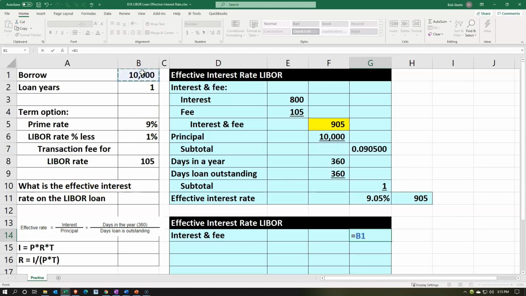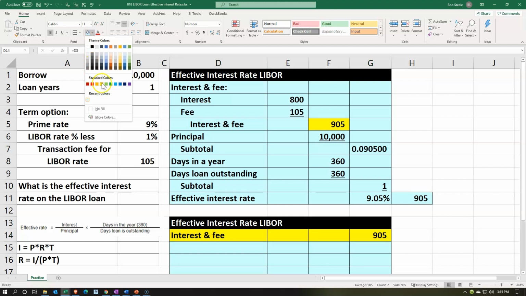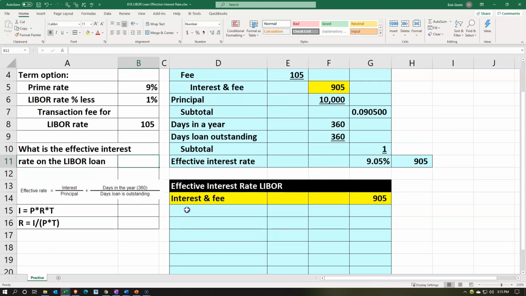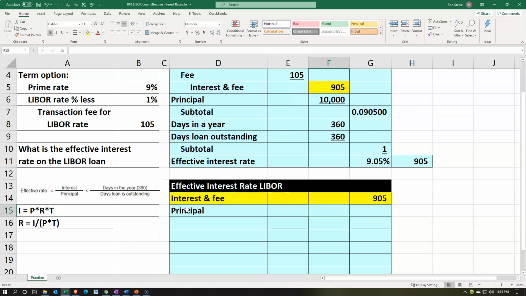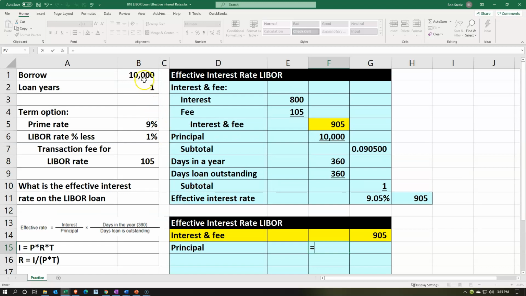It would be 10,000 times the 9% minus the 1%, which would be 8%, putting the brackets around that, plus we have to pay for the 105 that we're going to have the fee added to it. So that's going to be the 905, same calculation we had up top. Once again, this is the new thing, I'll make it yellow to show that it is the new thing. And then we have the principal, which equals the principal up top, the 10,000. So that'll be the 10,000 here.